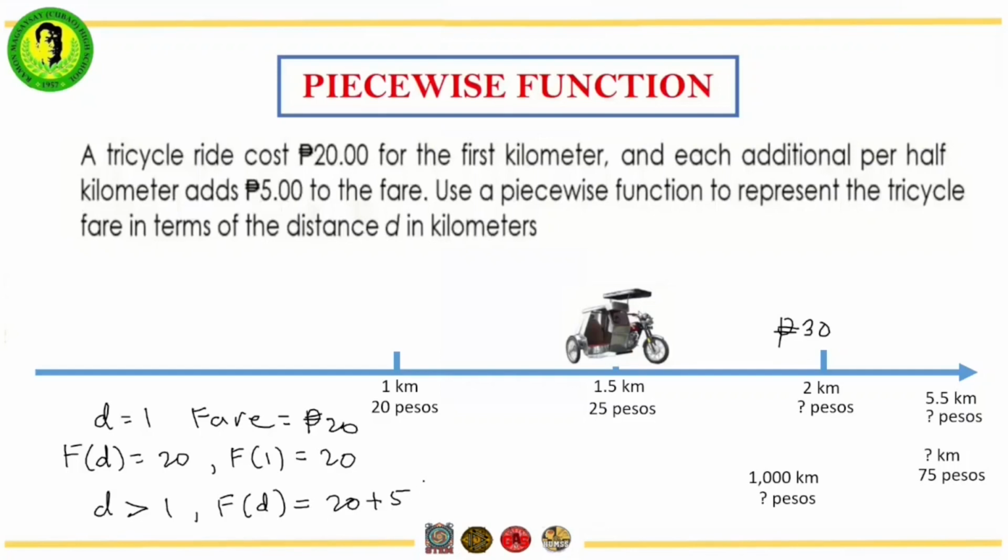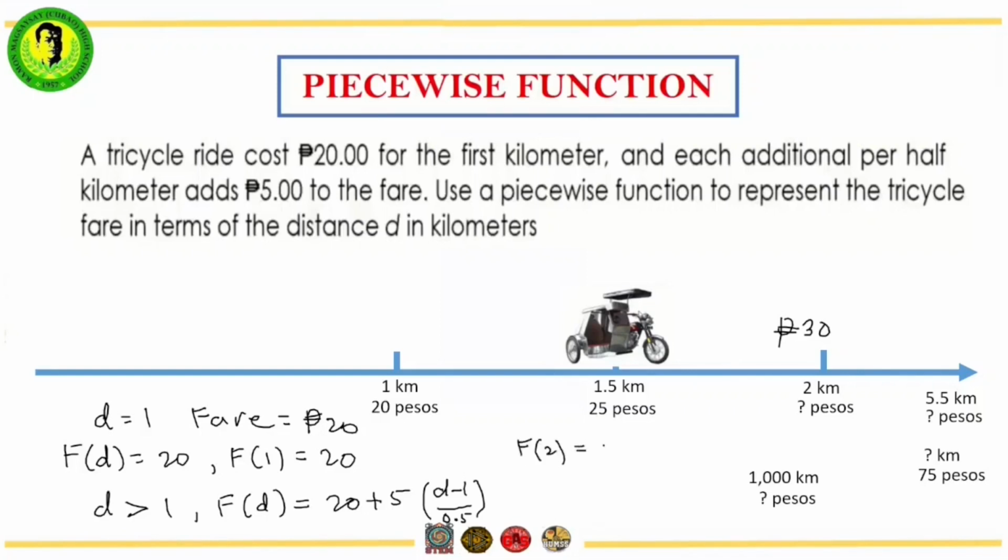So how do we represent that? Every half kilometer. So what if we get the distance, subtracting the 1 kilometer, divided by the half kilometer. So in creating a function or formula, it is sometimes trial and error. So you can formulate, think of a function, then you will try it based on the problem.